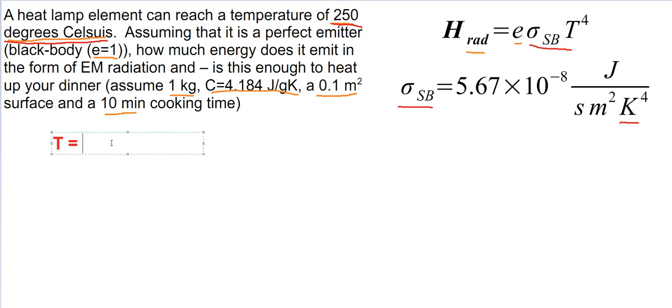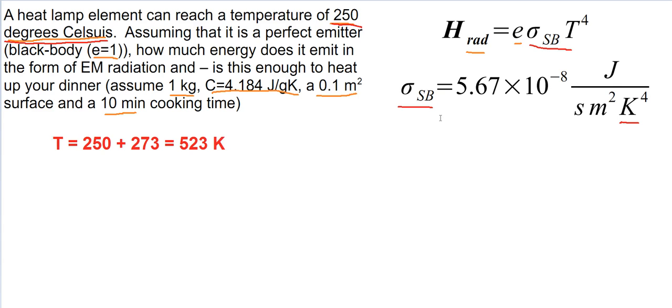To convert things to Kelvin, you want to take your temperature in Celsius and add 273 to it. And this will give you your temperature in Kelvin, 523 Kelvin. When you're dealing with any type of heat emission, make sure you check the units of temperature that are present in the constants that you are given. You need them to match up.